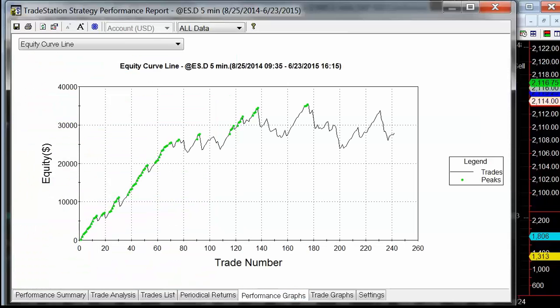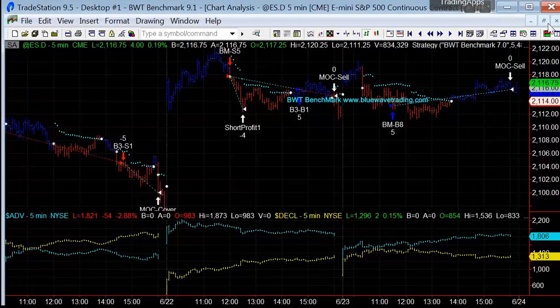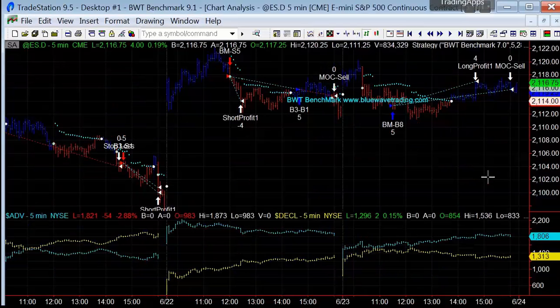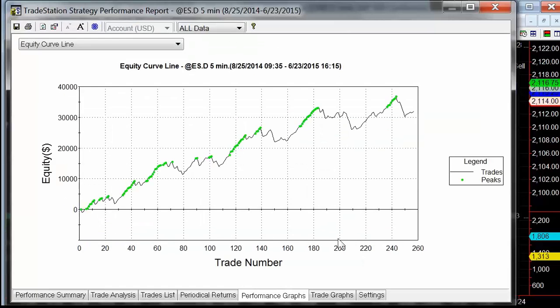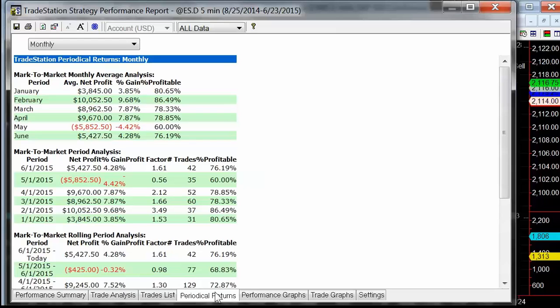So here's our equity curve on the default settings. And then here's our equity curve on the optimized settings where I've reduced the amount of the stop loss and I've just slightly changed the profit targets. So once again, we reduced our drawdown almost by half and still have very good profits from the first of the year.